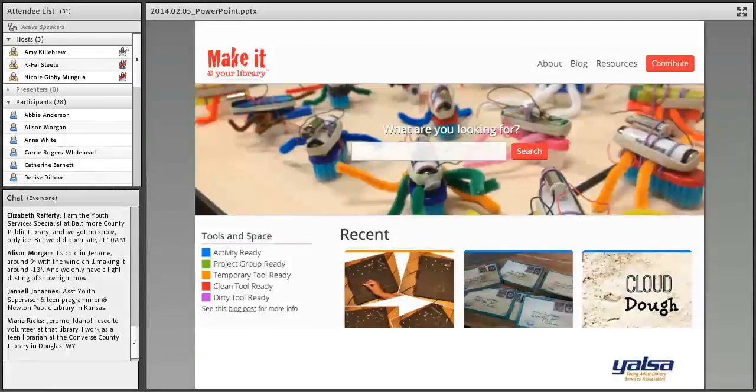So here's just a screenshot of the site. You'll see that there's a big search box at the top, and that's great if you're looking for projects that use a specific material, because this is searching the full text of all the projects on Make It at Your Library.